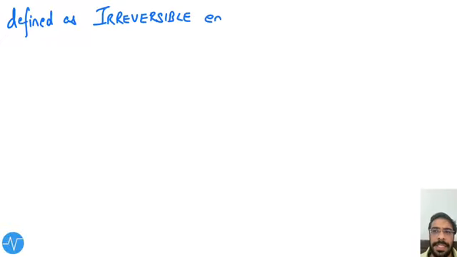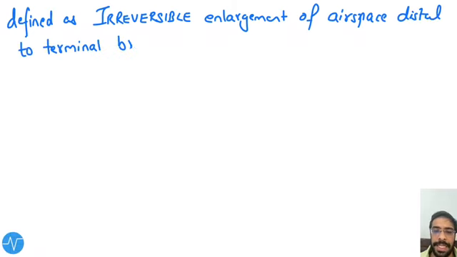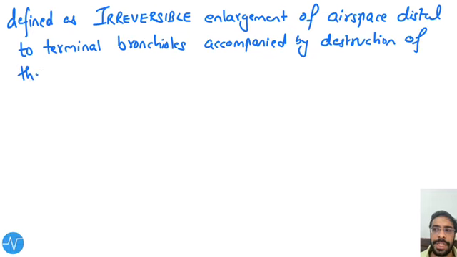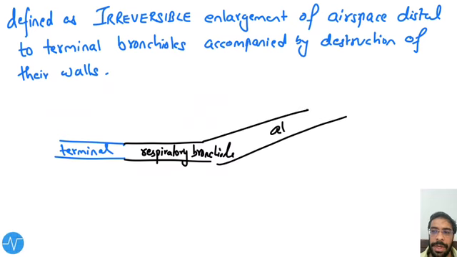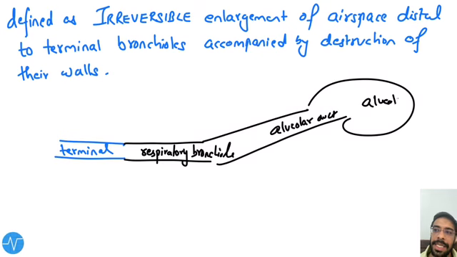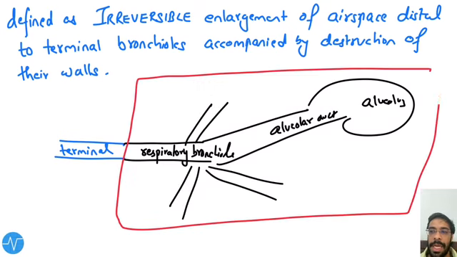Emphysema is defined as irreversible enlargement of airspace distal to the terminal bronchiole, accompanied by destruction of their walls. Let's draw the diagram. First the terminal bronchiole, then the respiratory bronchiole, then we'll draw the alveolar duct and then the alveolus. Like this, the respiratory bronchiole will give rise to multiple alveolar ducts.